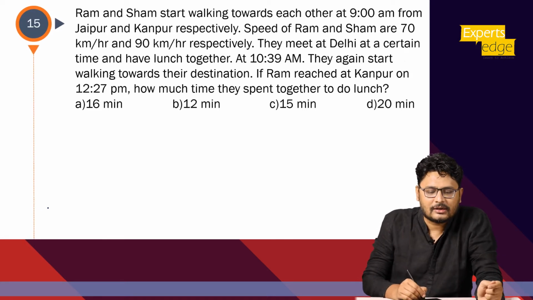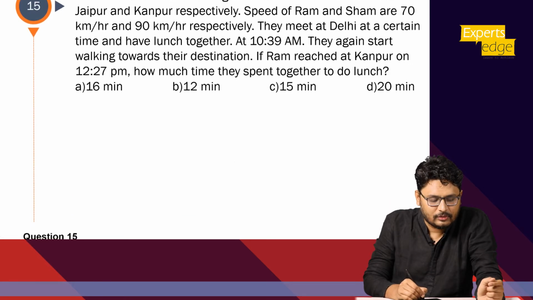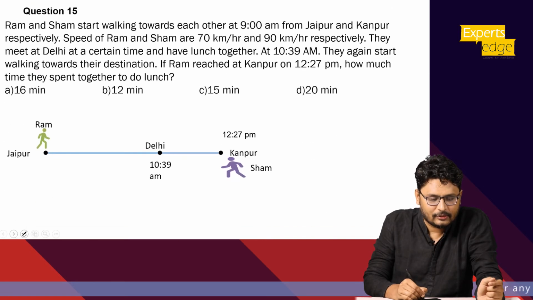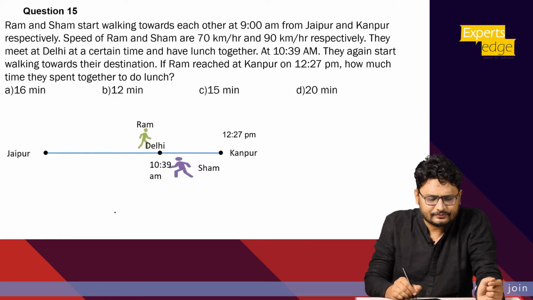Ram and Shyam started walking towards each other at 9 a.m. from Jaipur and Kanpur respectively. Speeds are given as 70 and 90. They meet at Delhi and have lunch together until 10:39. They again start walking towards their destination. Ram reached Kanpur, right? So if I want to represent it diagrammatically, it would be something like this, right?